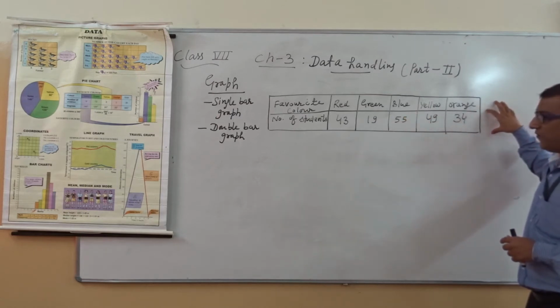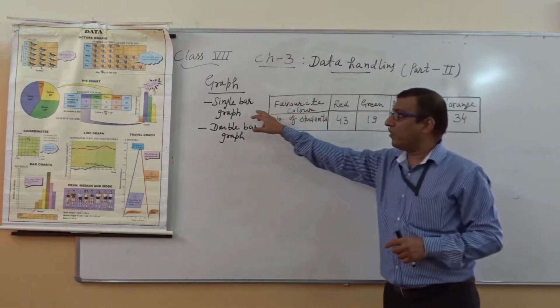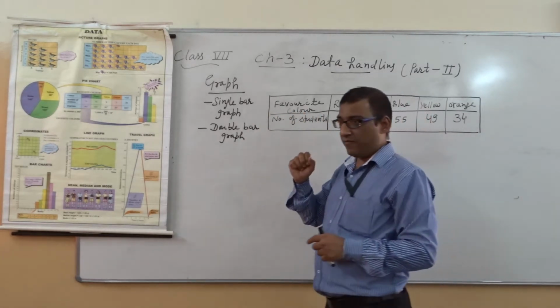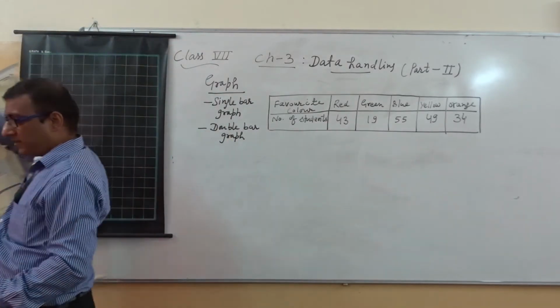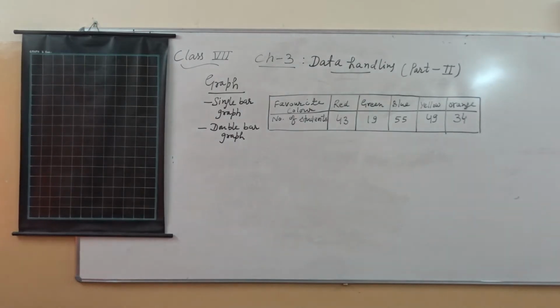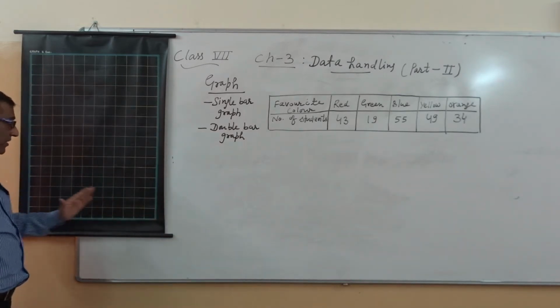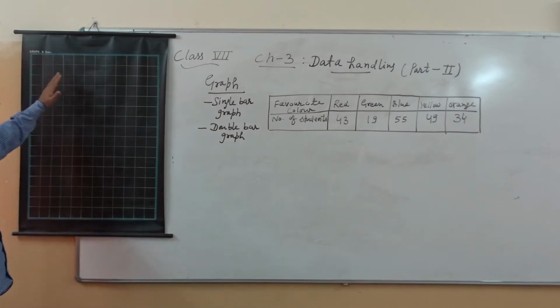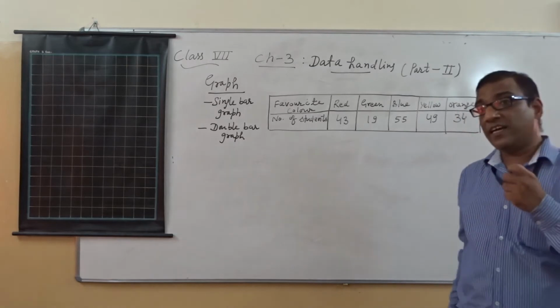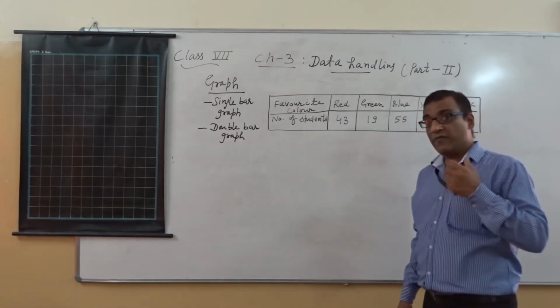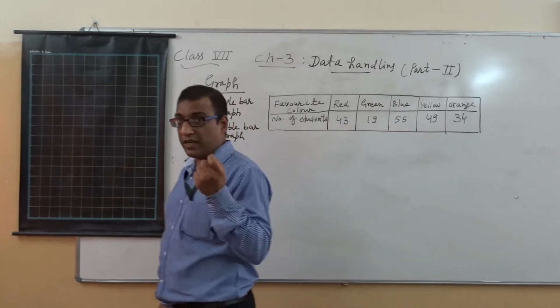So for this type of information, how can we make a single bar graph, or what is the meaning of graph? A graph looks like this. We can say this is the horizontal axis and this is the vertical axis. Where these two lines meet each other, that point is known as the point of intersection. Why do we need the graph? What is the role of graph? What does it indicate?